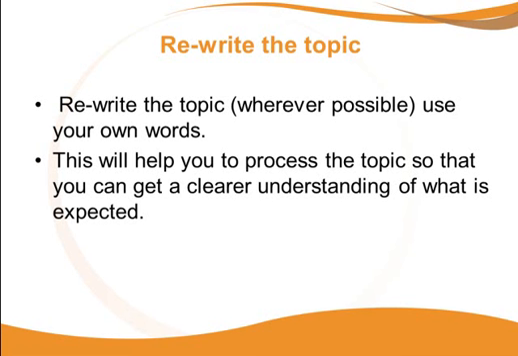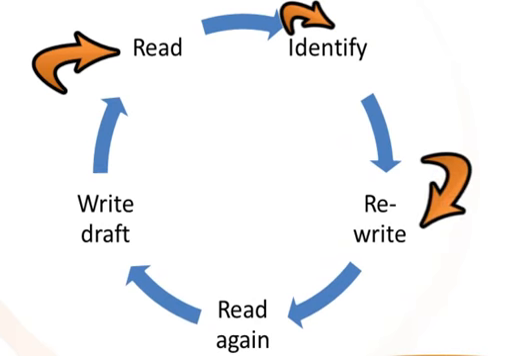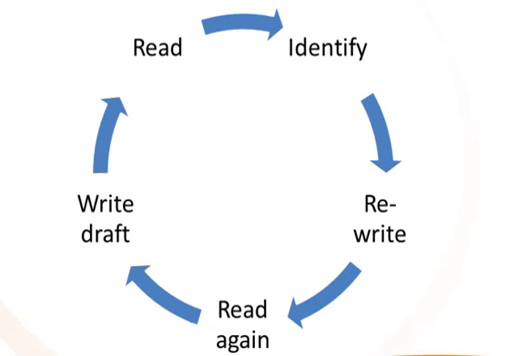Refer to the additional resources that have been provided to enable you to write an essay that complies with academic writing standards. Let's recap. Start by carefully reading the topic. Identify and underline the keywords. Rewrite the topic in your own words to ensure that you understand it. Read the topic again to ensure that you've captured the gist of the requirements. Then you can start to brainstorm the ideas for the content of your essay based on the keywords and begin to write your draft.